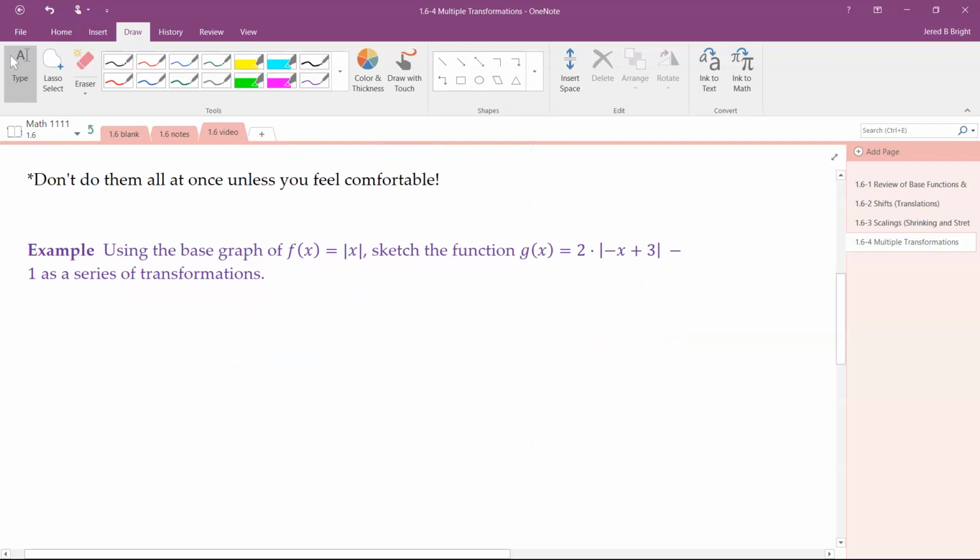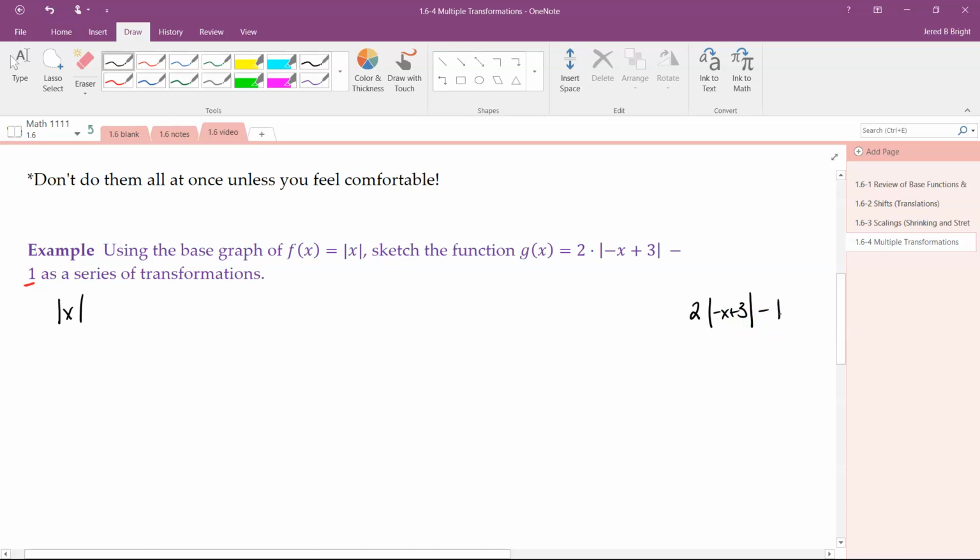We have our base function of absolute value of x. Now this one, I'm not going to do a table. I'm going to do this more graphically and descriptively. Okay, but anyway, from absolute value of x, I want to get to this new function, and then there is this one down here too. It cut off for some reason, don't know why. But anyway, so we want to begin with absolute value of x, and at some point we want to end with 2 absolute value negative x plus 3, and then minus 1.